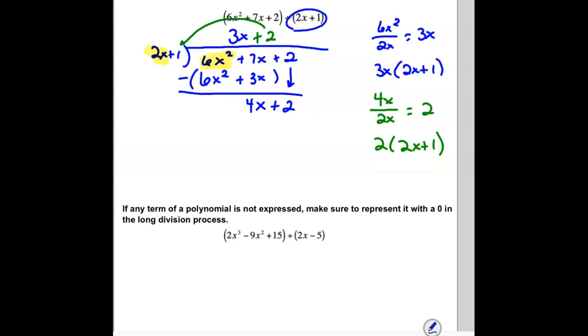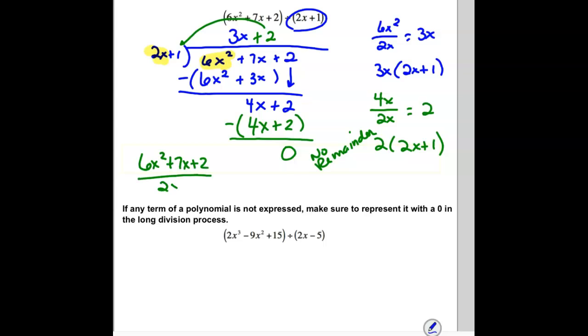So we end up with 4x plus 2. And when we subtract all of it, everything drops out. 4x minus 4x is 0, 2 minus 2 is 0. That means we have no remainder. And that's going to be really important as we continue on in this half of our chapter. We are looking for things that have no remainder, because that means it's a factor. So my answer to 6x squared plus 7x plus 2 being divided by 2x plus 1 is just 3x plus 2. There's no remainder piece.